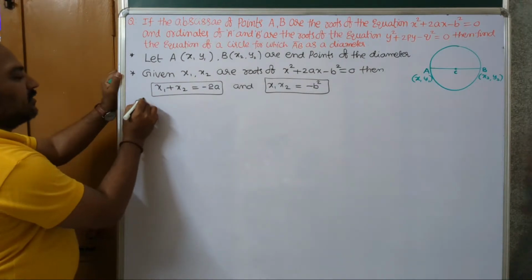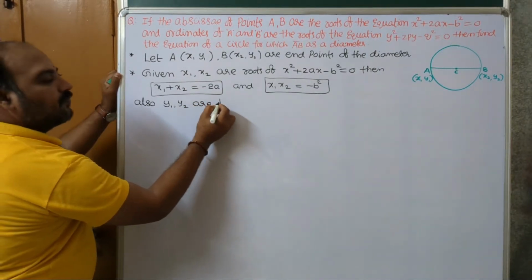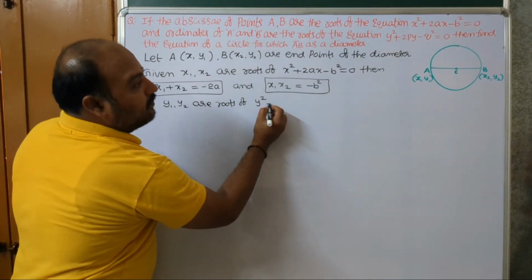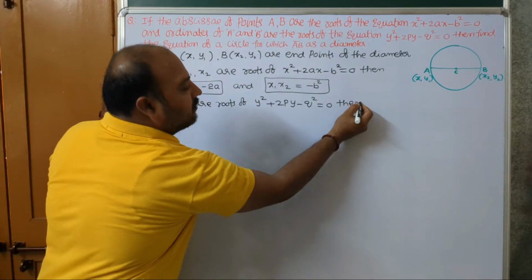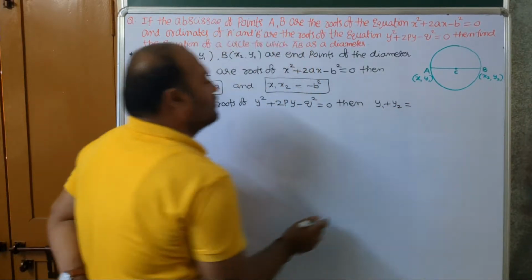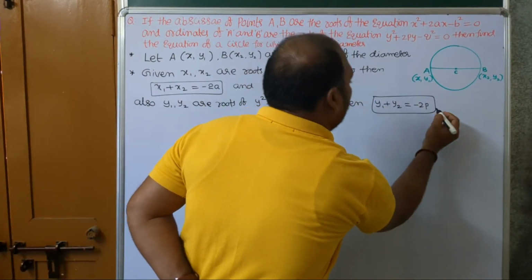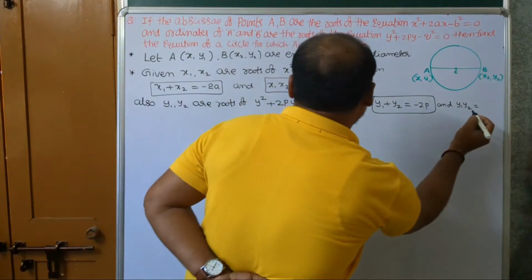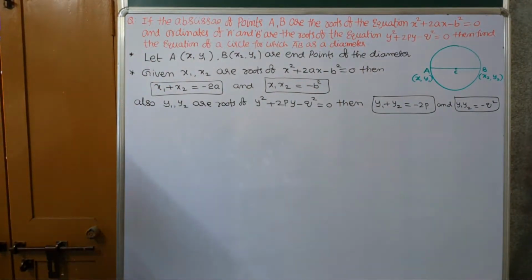And also given y1, y2 are roots of y square plus 2py minus q square equal to 0, then we write y1 plus y2, the sum of the roots, as minus 2p by 1, so minus 2p, and the product y1 y2 equal to c by a, which means minus q square by 1.